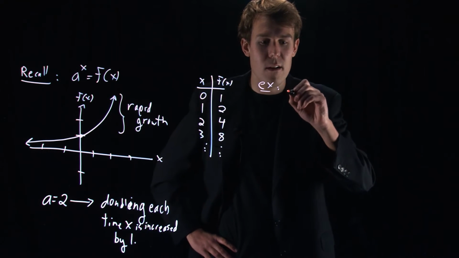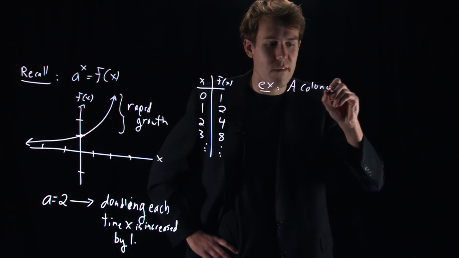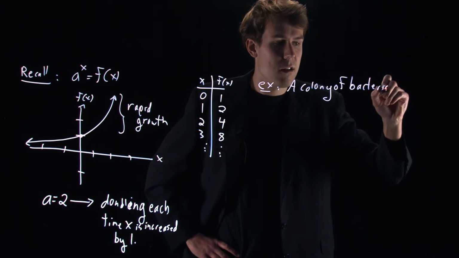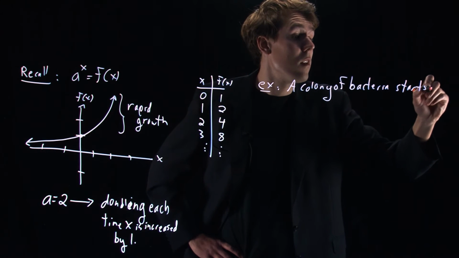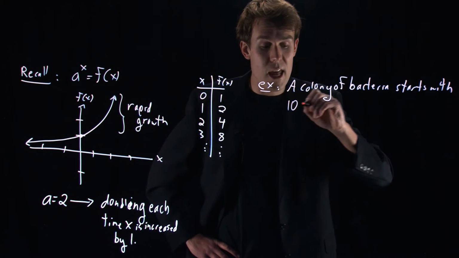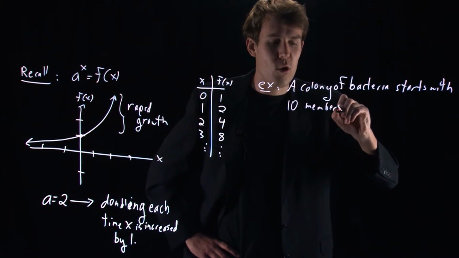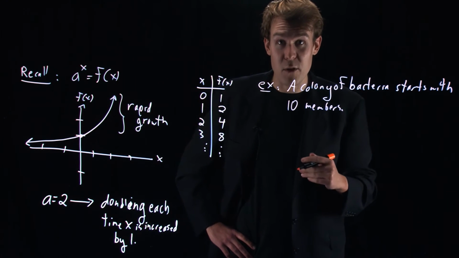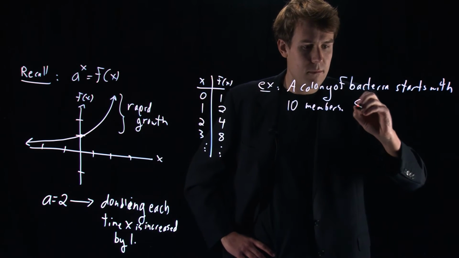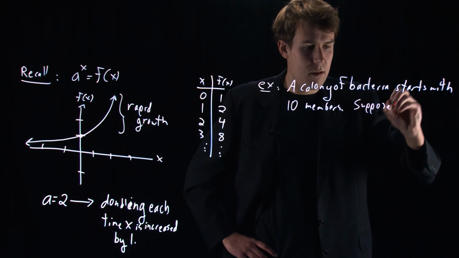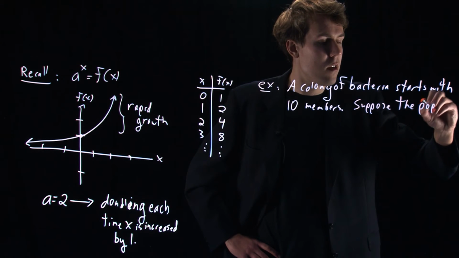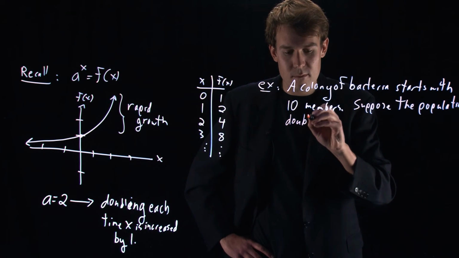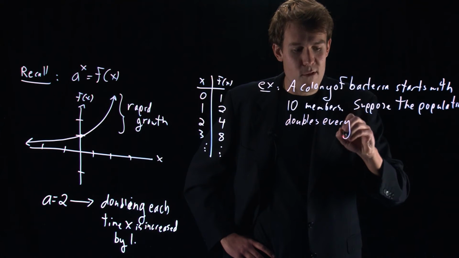Let's say we have a colony of bacteria. Sounds like fun. Let's say it starts with 10 members. So I begin with 10 bacteria. And I know that every hour, the amount of bacteria doubles. So suppose the population doubles every hour.